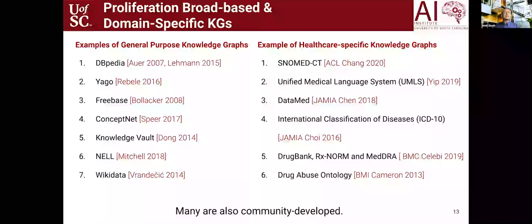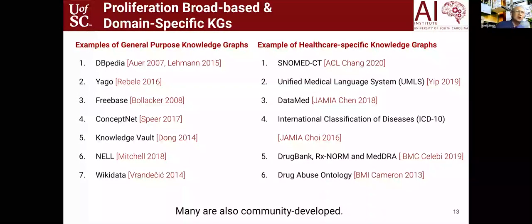What has happened is that in the last couple of decades, there's been a proliferation of broad-based and domain-specific use of knowledge graphs. On the left-hand side, you see a bunch of broad-based knowledge graphs. Many of them are community developed. DBpedia is derived from Wikipedia, so in that sense it is a community developed knowledge graph. Freebase was developed largely manually by a small group of people. And Wikidata is also a group activity and such.